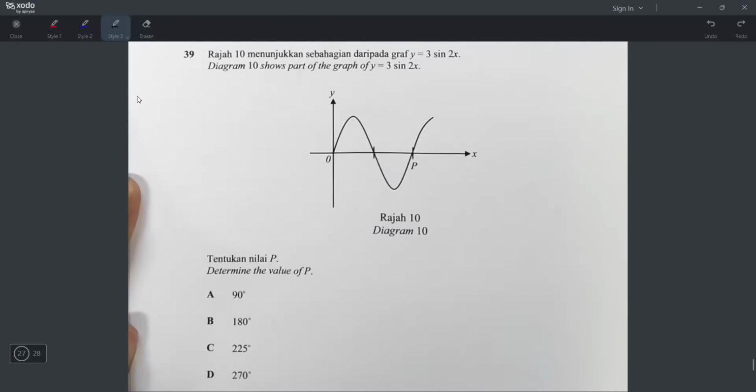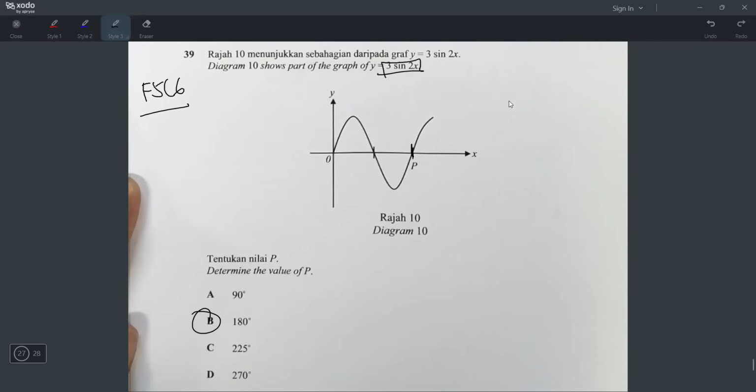Okay, 39, another trigonometry question from Form 5 Chapter 6, but this one they ask for the graph. The diagram shows the path of the graph y equals 3 sine 2x. Determine the value of P. Okay, if 3 sine 2x, it means the period will be 180, so B is the answer.